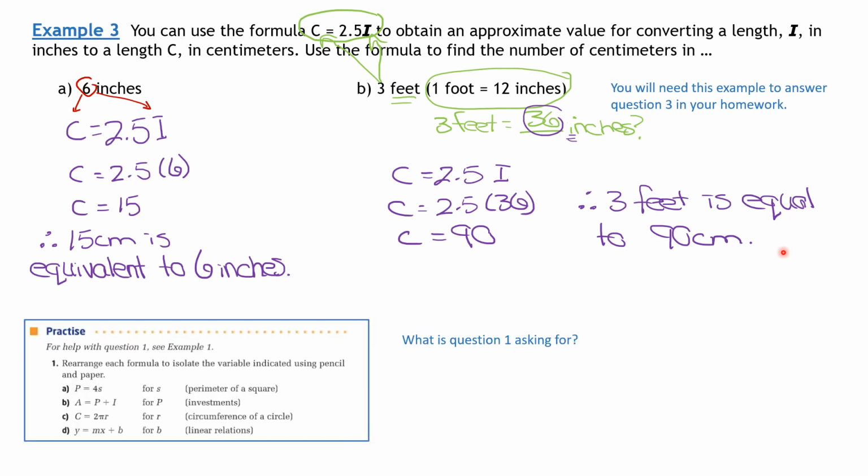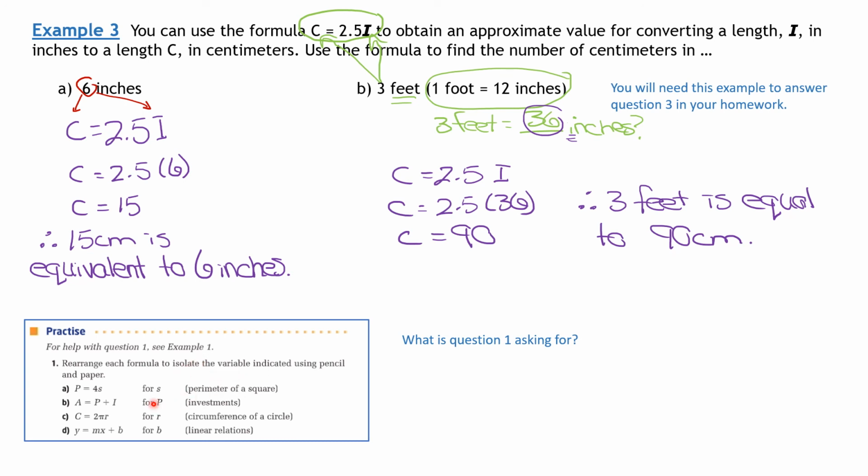The last thing I just want to talk to you about is this question in your homework. This is question 1, and it says above it, for help with question 1, see example 1. Now that means the example in the textbook. So you flip back in your textbook pages and you go to example 1, and it can help you if you get stuck. But really what I want to look at is, what is question 1 asking for? Rearrange each formula to isolate the variable indicated using pencil and paper. What are they talking about? When they say using pencil and paper, they just mean writing it down. So just ignore that.